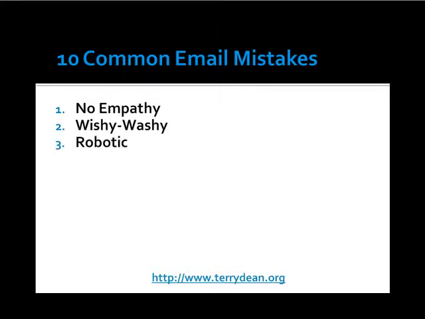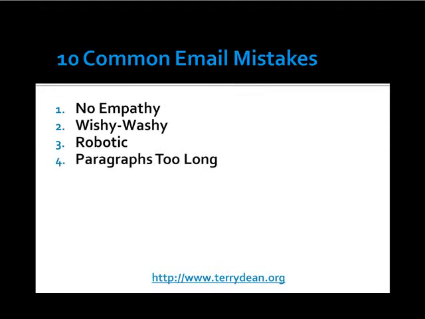The third mistake is being robotic, and what this is about is sending out the same old emails in the same old tired way. What you want to do instead is to mix things up a bit, give your email subscribers some variety so that they're more likely to be engaged in your message. So look for ways in which you can make your messages a bit more unpredictable in terms of their content so that people look forward to receiving them.